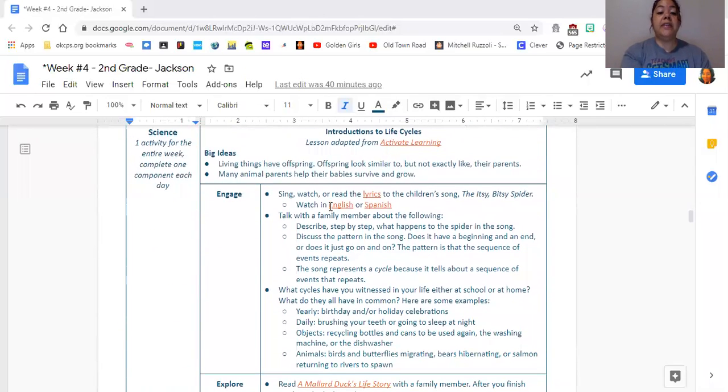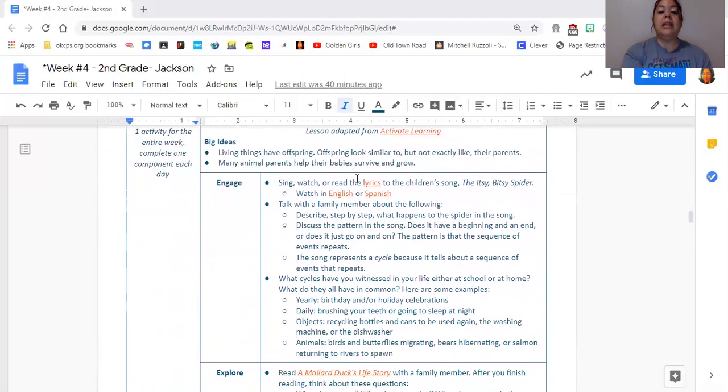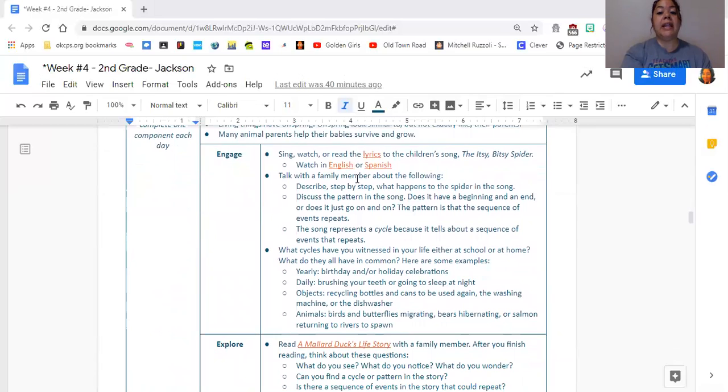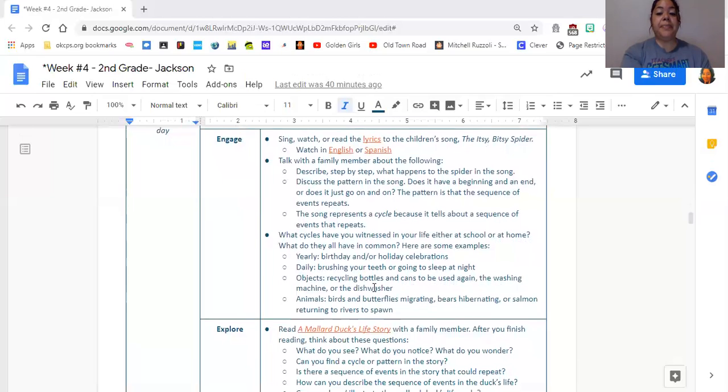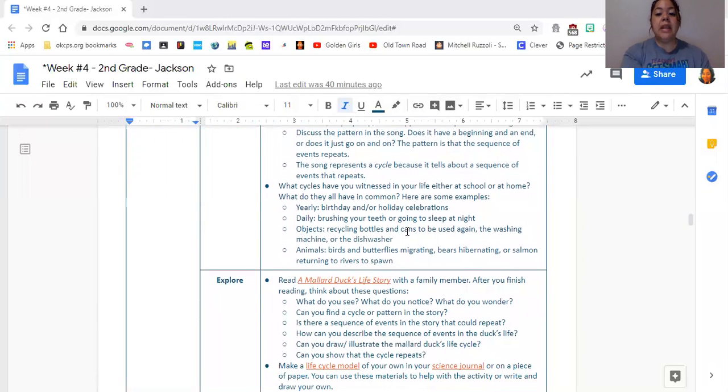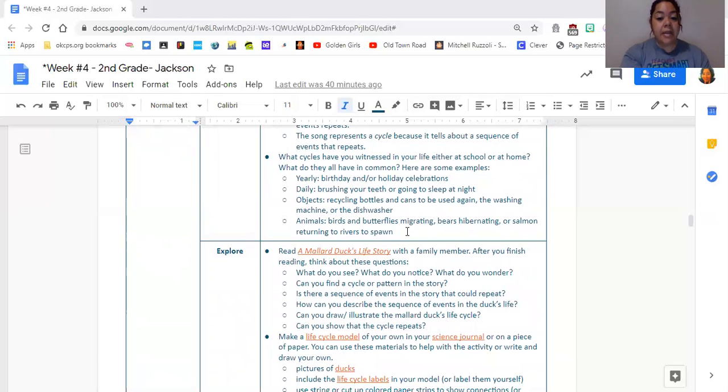Science is one activity for the entire week, and we are continuing to talk about life cycles. Living things have offspring, and that life cycle continues. It's kind of like a sequence in a cycle. That sequence repeats itself, and you're going to be learning all about that through science. There are fun lyrics to the children's song Itsy-Bitsy Spider, and an activity where you talk about the spider and the sequence he went through during that cycle.